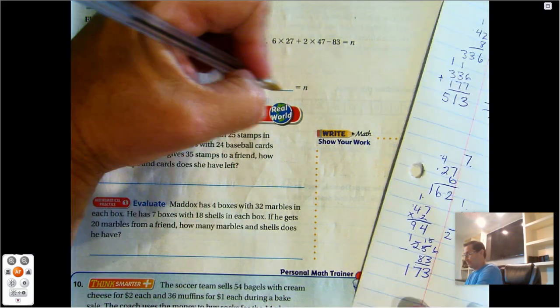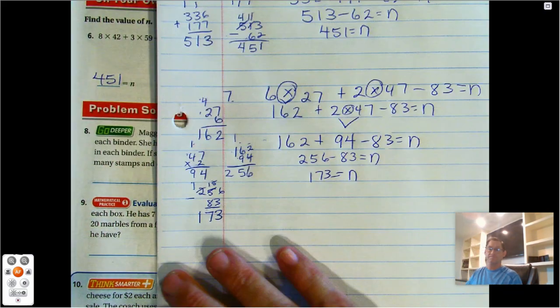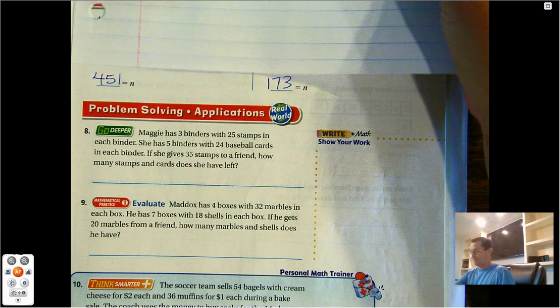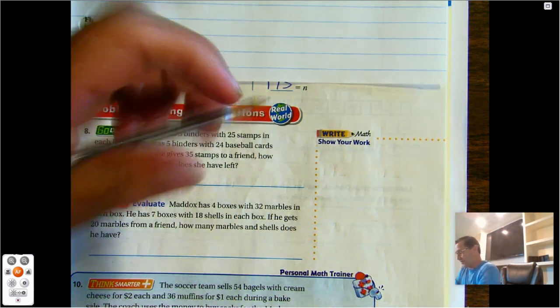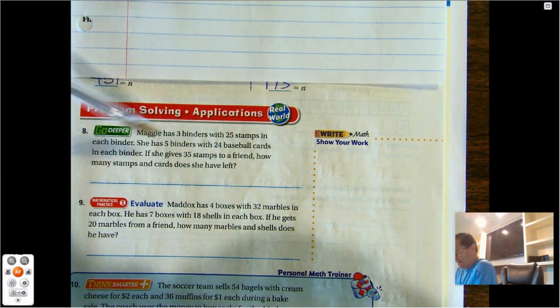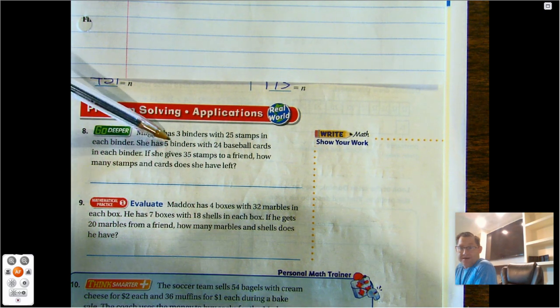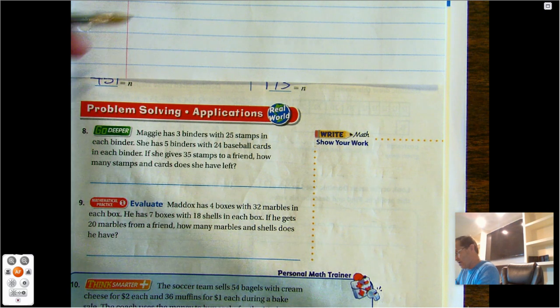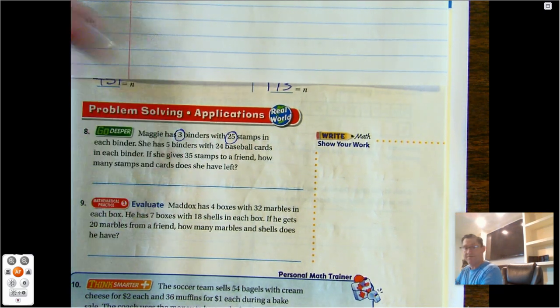Number 8. Maggie has 3 binders with 25 stamps in each binder. She has 5 binders with 24 baseball cards in each binder. If she gives 35 stamps to a friend, how many stamps and cards does she have left? All right, so we have 3 binders, 25 stamps. 5 binders, 24 baseball cards.